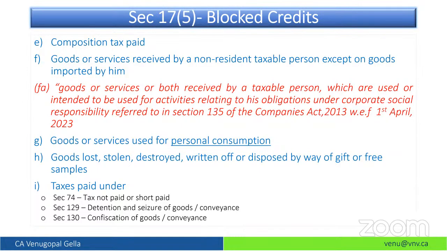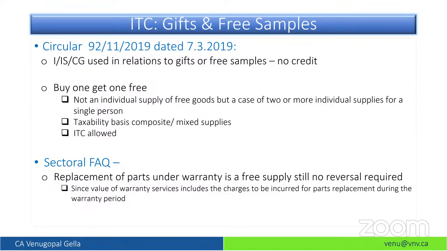If you are giving gifts, free gifts, samples, those credits are not allowed. Recently, they have also introduced, as a part of corporate social responsibility, if you're giving off any gifts or material, the credit thereon is also not allowed. We have a circular which I would request everyone to take a look at, circular 92/11/2019, which talked about buy one, get one free. When the additional product is given along with the first product, do I need to reverse the input tax credit, because I just said that free gifts and samples are not allowed?